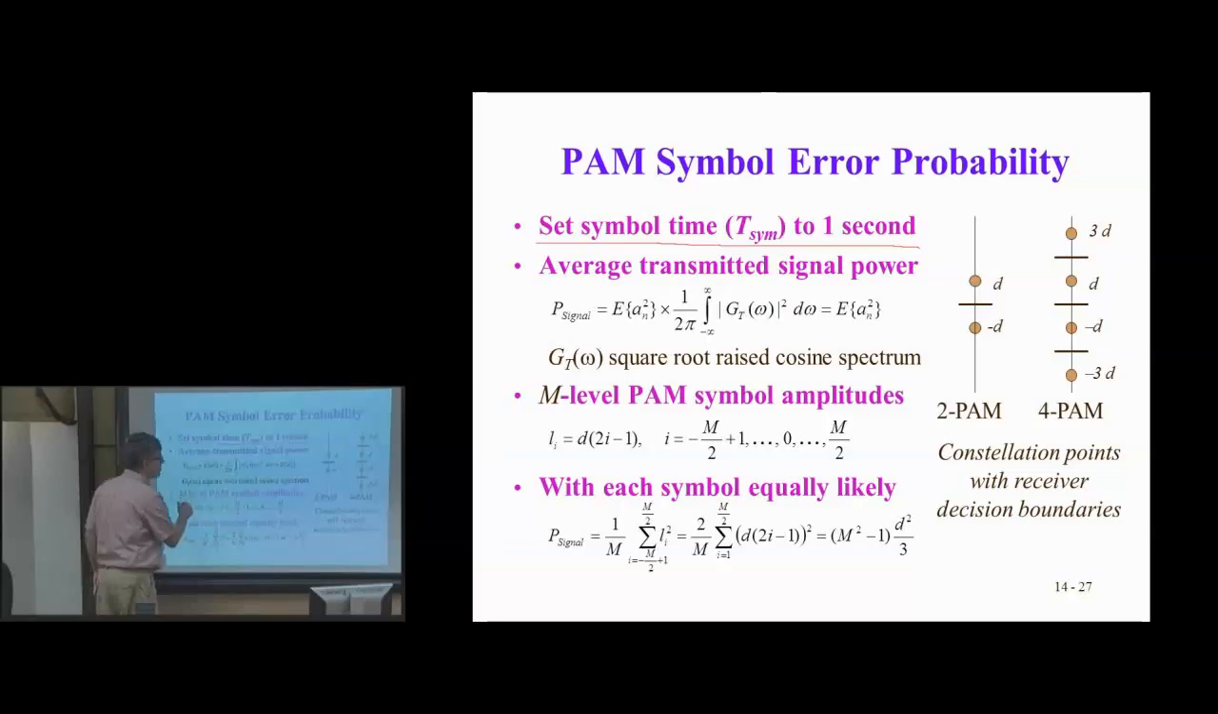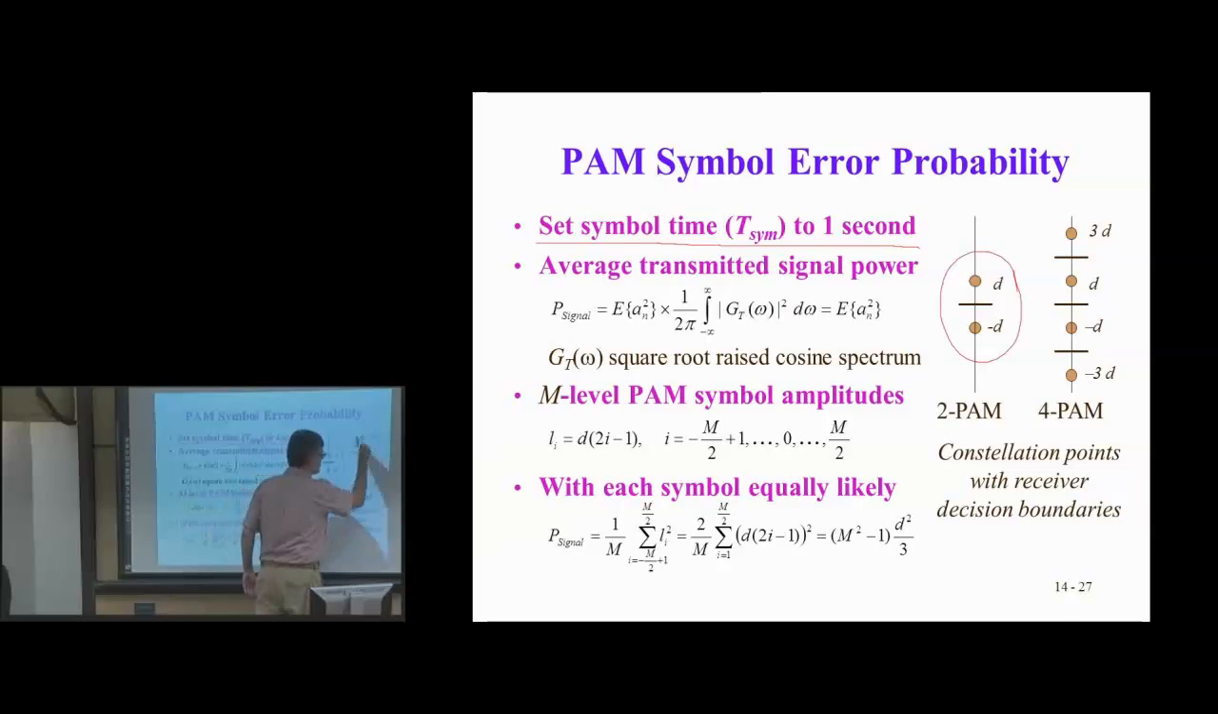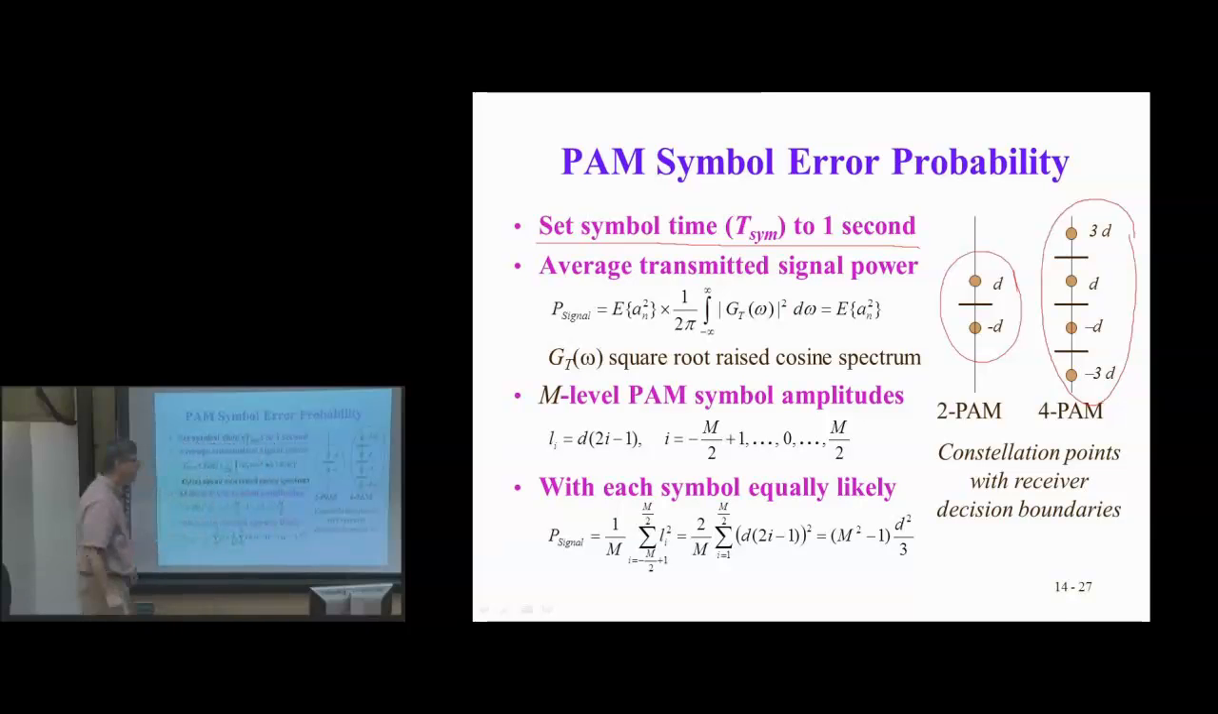So the average transmitted signal power, well, for the 2 PAM case, it's pretty easy. We don't even have to assume equally likely transmission: the average signal power will be proportional to d squared, because my only 2 choices for symbol amplitude are d and minus d. For 4 PAM, it's a little more complicated. The amplitude values are 3d, d, minus d, and minus 3d. So the power that each one takes up is 9d squared, d squared, d squared, and 9d squared. Assuming equally likely transmission among the 4 symbol levels, I get 20d squared total power.